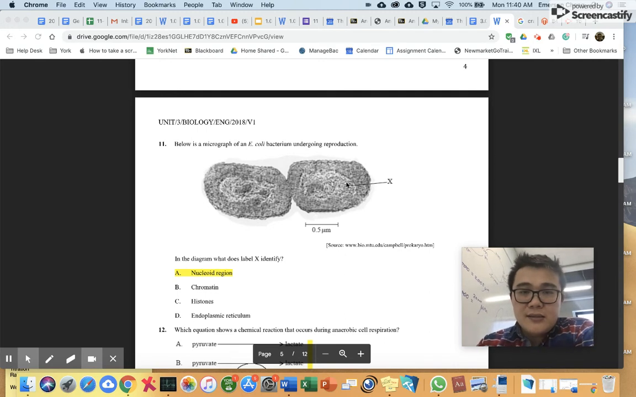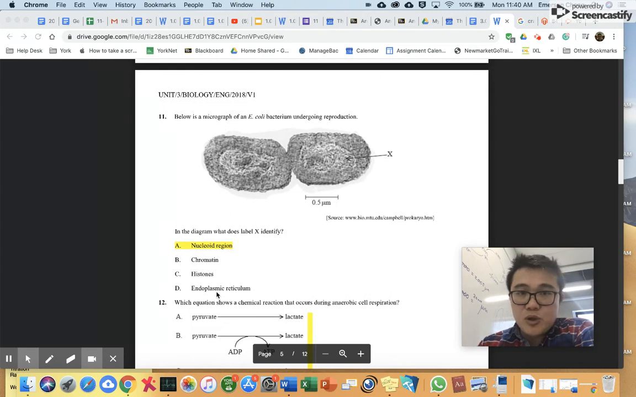So what is in X here? Again, you have to know a little bit about prokaryotes and eukaryotes. Prokaryotes don't have endoplasmic reticulum. They also don't have histones and chromatin. Histones are proteins that attach to the DNA, and chromatin includes all that. So you have a nucleoid region. Okay.